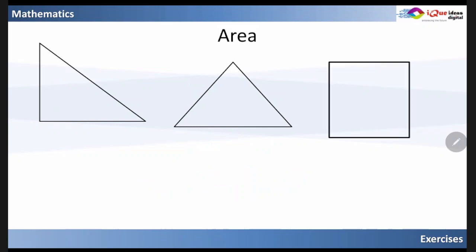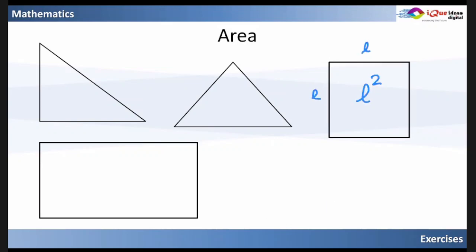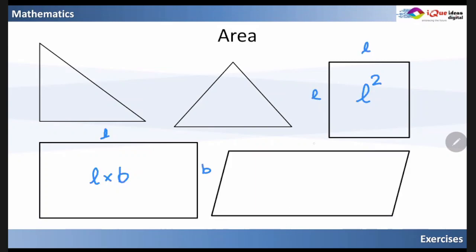Then a simple square will have the same length and breadth, so the area is given by the formula L square. Then for a rectangle with length L and breadth B, the area is given by the formula length into breadth. And supposing we have a parallelogram with L and B, we will need the perpendicular height, in this case h. So length into the perpendicular height will give you the area of the parallelogram. With me till here? Easy. Basic shapes.